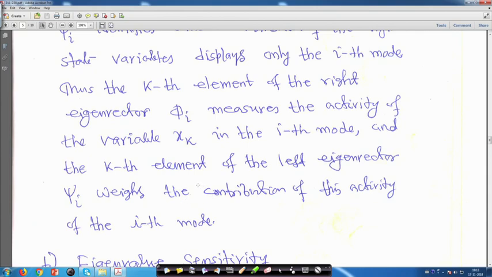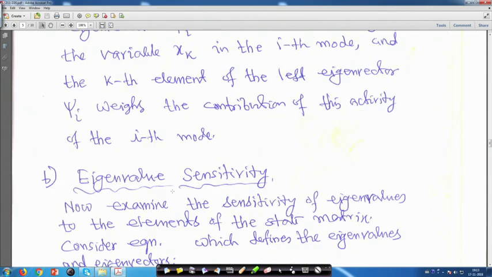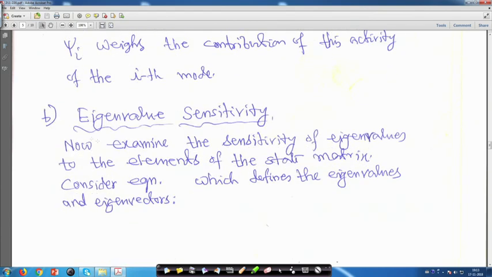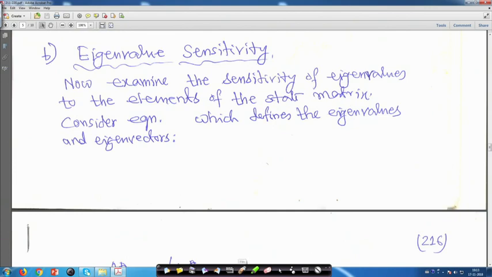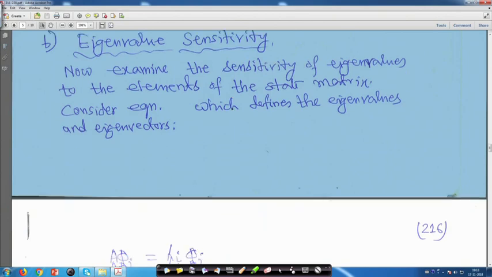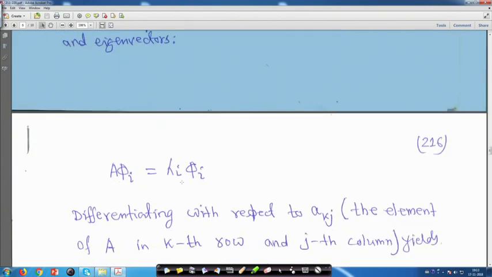This is the meaning. Now, from eigenvalue sensitivity, slowly we will go to the participation factor. Now, examine the sensitivity of the eigenvalues to the elements of the state matrix. Consider the equation which defines the eigenvalues and eigenvectors. Actually, I forgot to write the equation number. Previously we have taken this equation for the dynamic system, and it is rewritten here: A phi_i is equal to lambda_i phi_i.